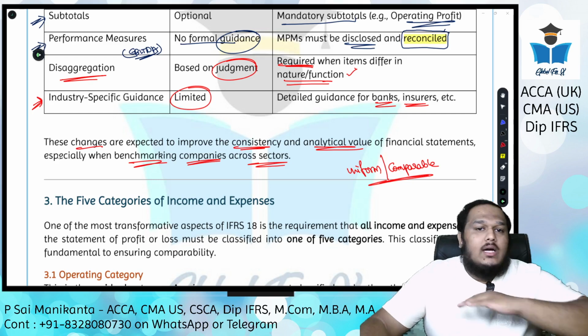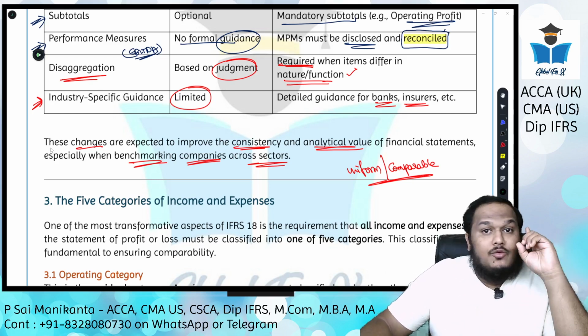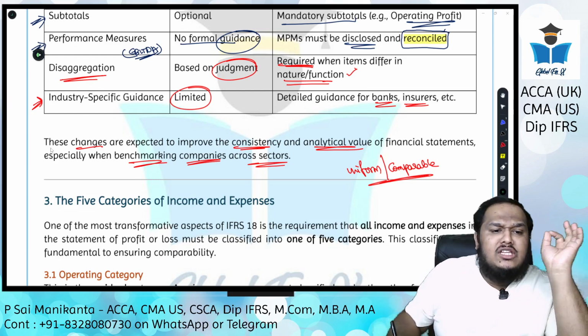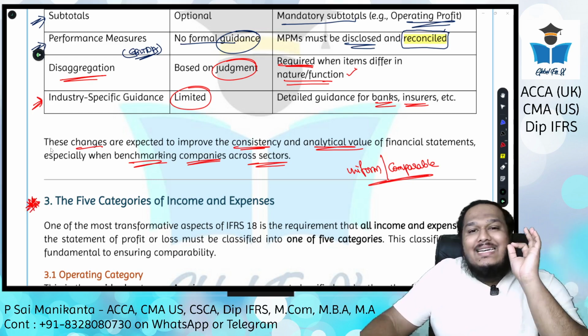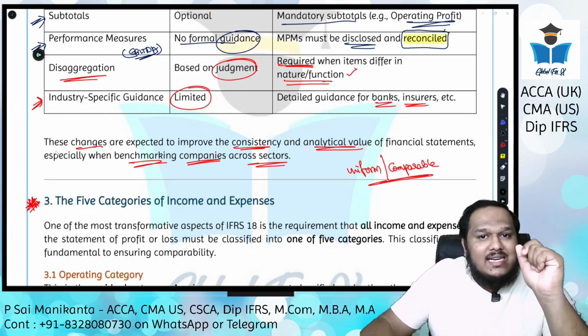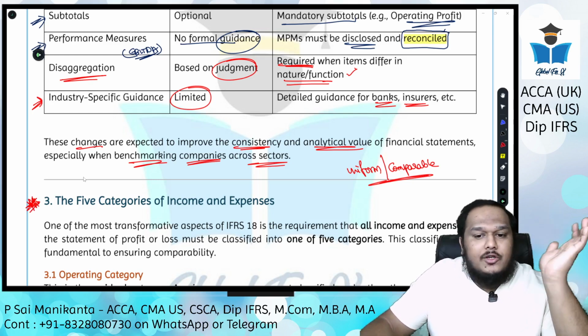Okay, so with that, I'll close this second lecture. In the next video, we are going to talk about the most important and the most critical aspect of IFRS 18, the 5 categories of income and expenses, or subtotals, or whatever you are calling it.